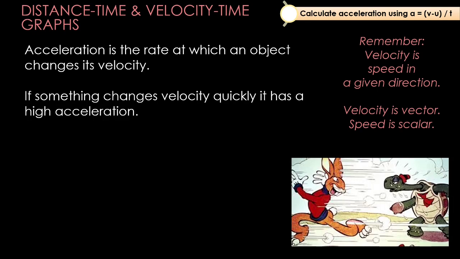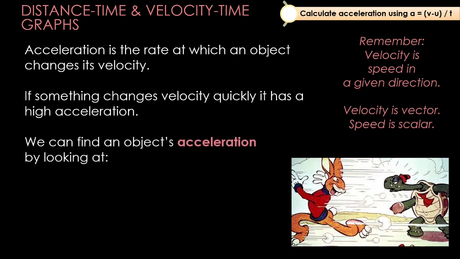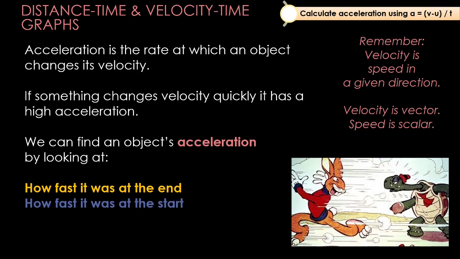Now, the story of the tortoise versus the hare. The tortoise has a very slow acceleration, takes a long time to get up to its full speed. The hare, though, can accelerate very quickly. It can go from 0 to a lot, quite fast. Three things that we need to know in order to find out an object's acceleration would be: how fast was it at the end of the time that we're looking at? How fast was it at the start of the time we're looking at? And how long did it take to get to that new speed?